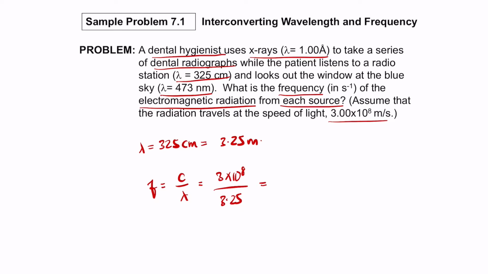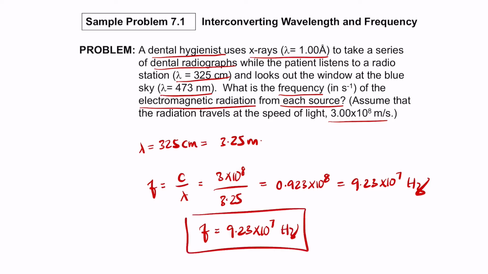When you calculate 3 over 3.25, the value is 0.923 times 10 to the power 8. So when you take a 10 out, you get 9.23 times 10 to the power of 7 hertz. This is the frequency of the light that is given here. So this is how you can find the frequency.